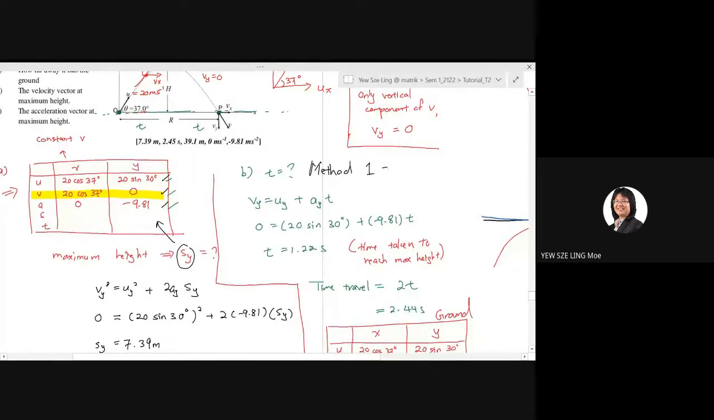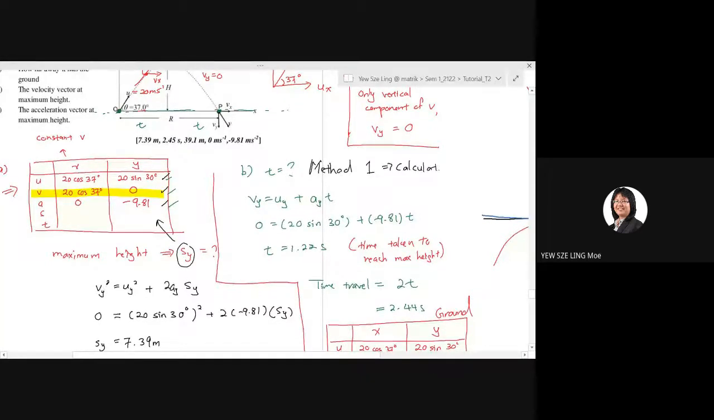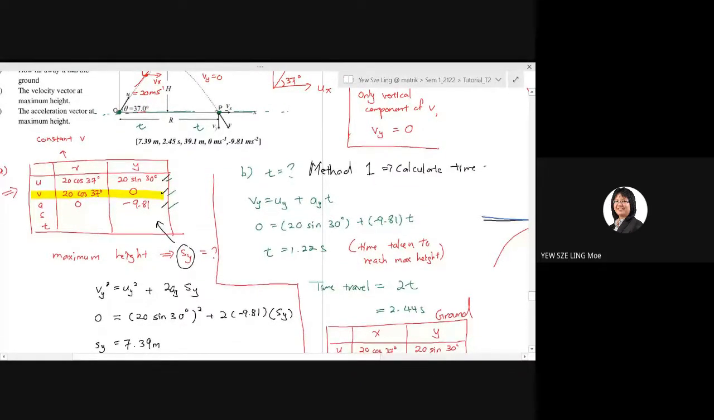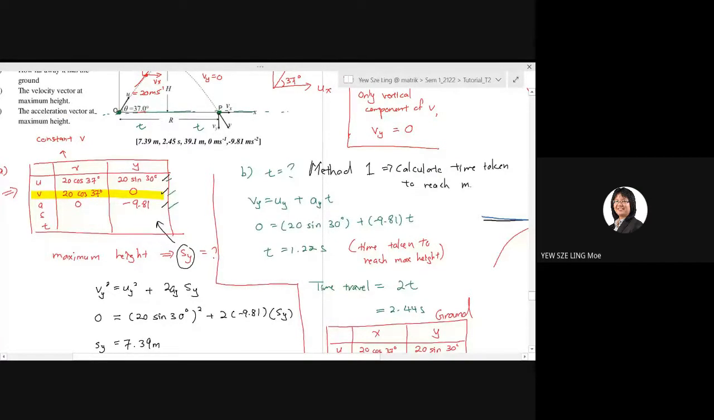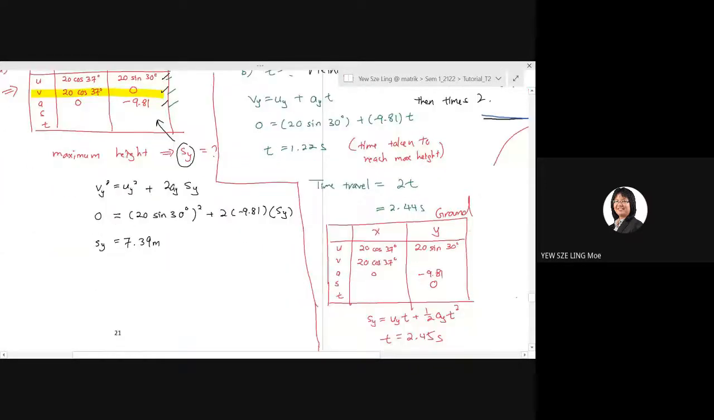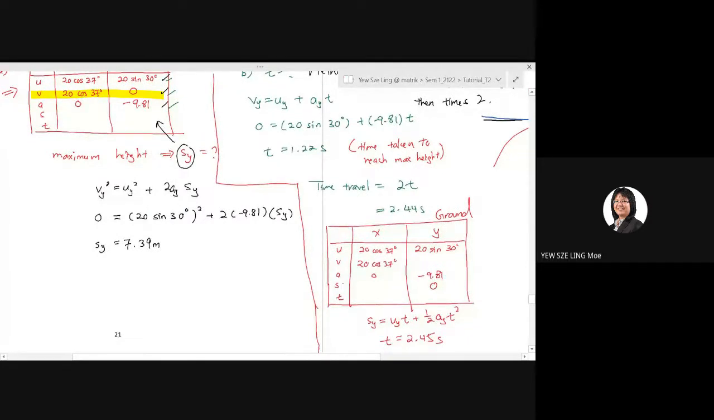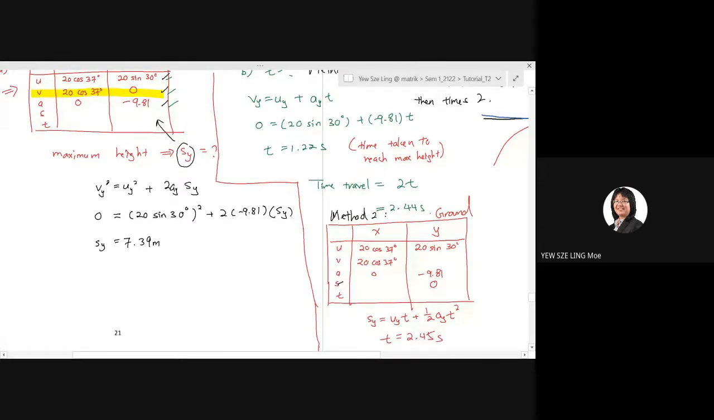So method 1, you calculate the time taken to reach maximum height, and then times 2. And method number 2, you straight away calculate the time taken to reach ground. This information is for ground, so you don't need to times 2 anymore.